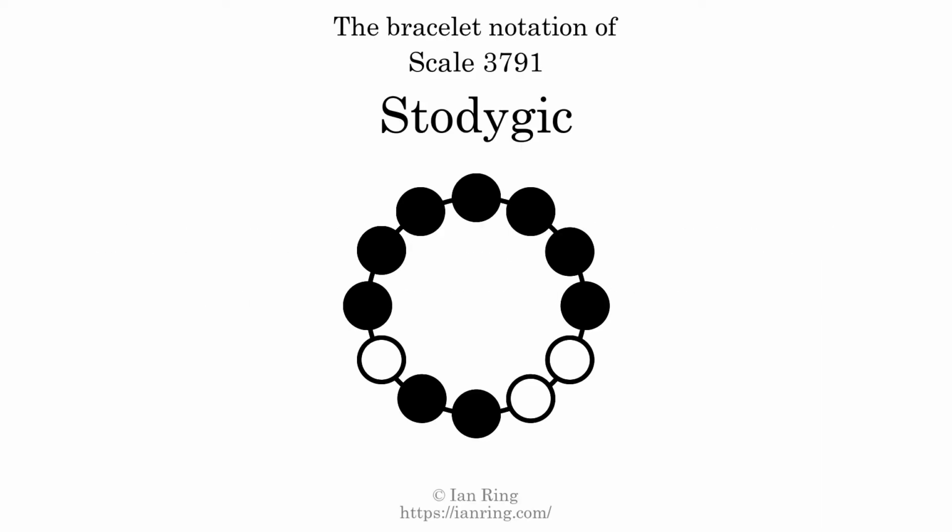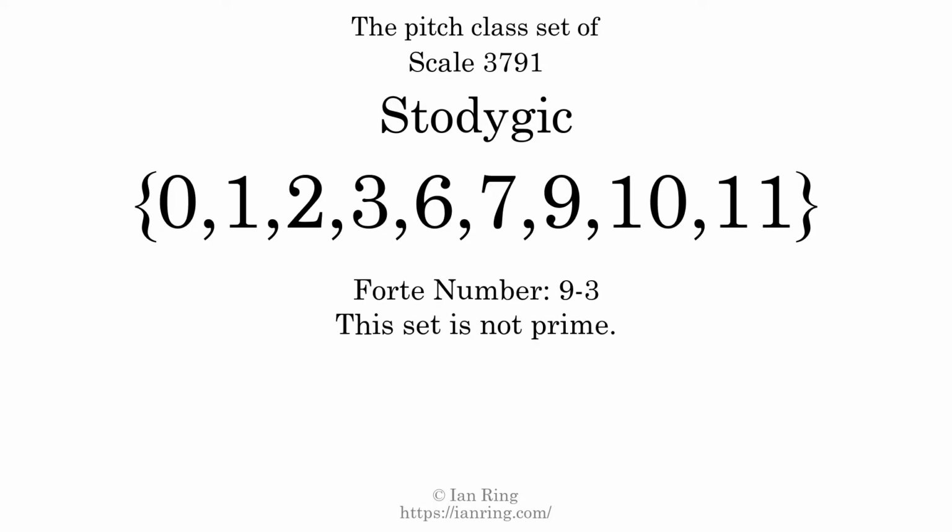This is a bracelet notation diagram of scale 3791. The shaded circles represent tones that appear in the scale, and they are read clockwise, starting at the top. The pitch class set for this scale is 0, 1, 2, 3, 6, 7, 9, 10, 11. The fault class is 9, 3. This set is not prime.